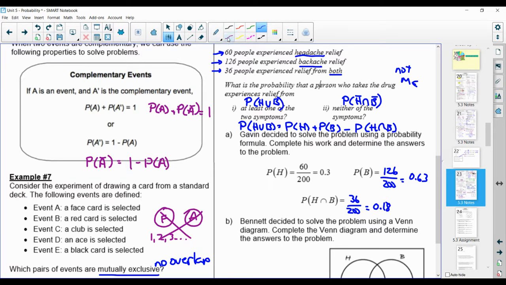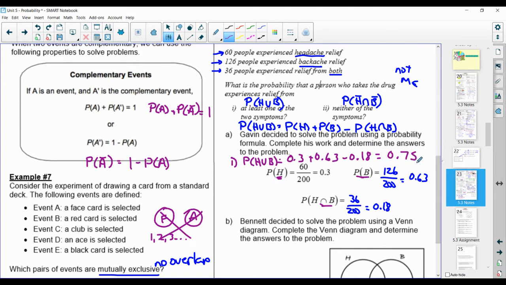So for part 1, to find the probability of H or B, he's going to take that 0.3 plus the 0.63. So probability of H plus the probability of B minus the probability of both. So minus 0.18. And he gets a probability of 0.75.